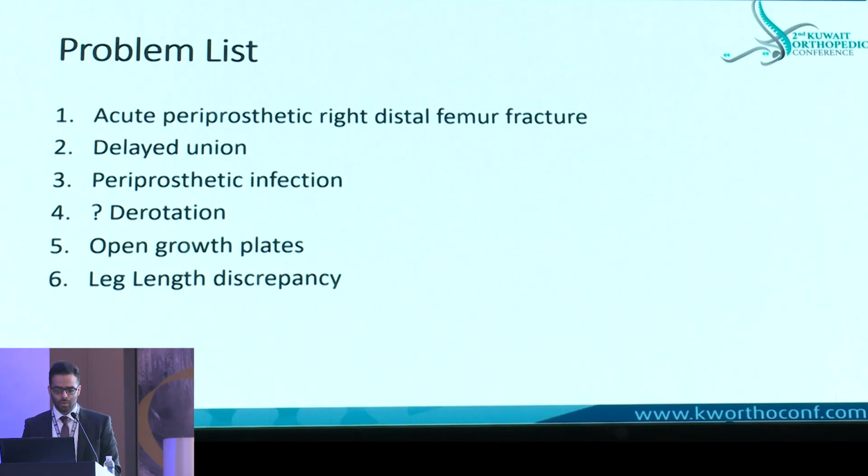So going back to the problem list, did we achieve acute fixation of his periprosthetic distal femur fracture? Yes. Did we treat his delayed union? Did we eradicate the infection? Was there any derotation required? Yes. The growth plates are now, in my situation, I think sacrificed, both proximal and distal. So the only thing that I'm left with now is a leg-length discrepancy.